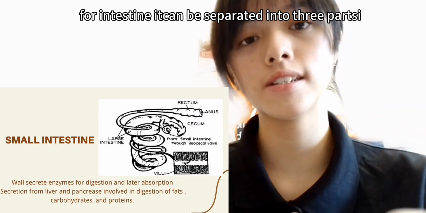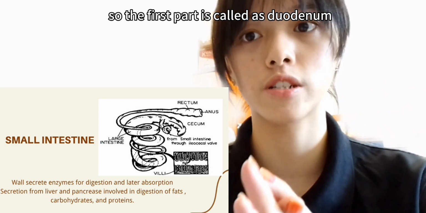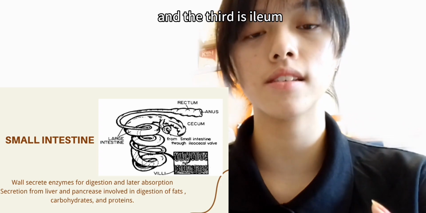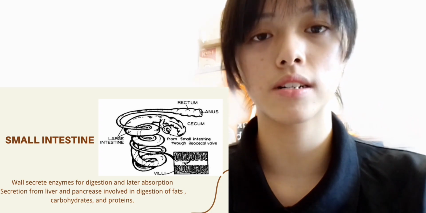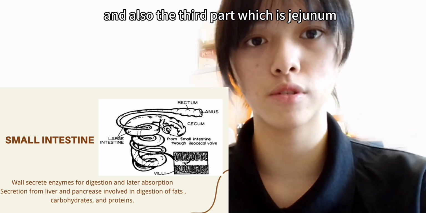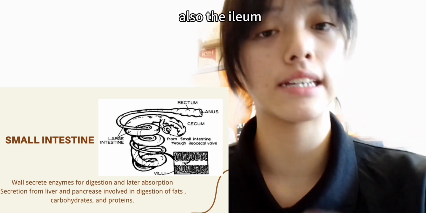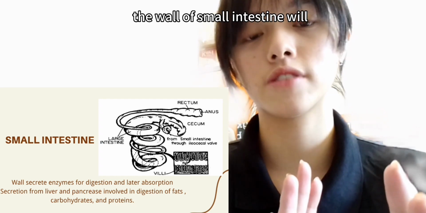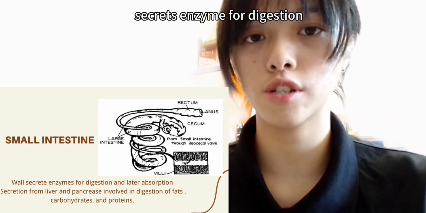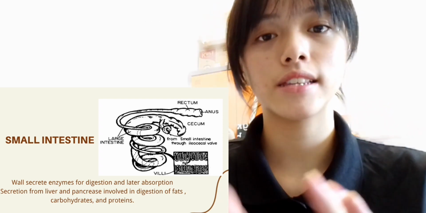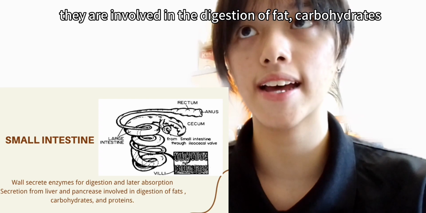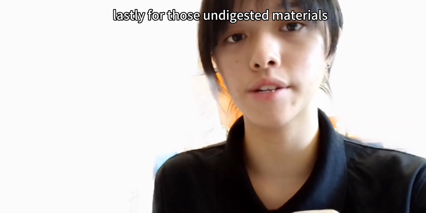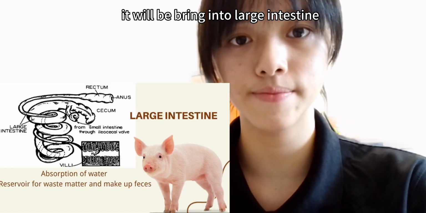The intestine can be separated into three parts. The first part is called duodenum, the second is jejunum, and the third is ileum. Most of the digestion and absorption will occur in the second and third part, which is jejunum and ileum. The wall of small intestine will secrete enzyme for digestion and also for later absorption. There's also secretion from liver and pancreas. They are involved in the digestion of fat, carbohydrates, and also protein. Lastly, those undigested materials will be brought into the large intestine.